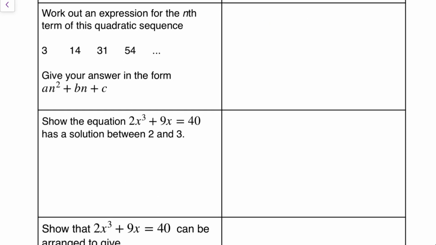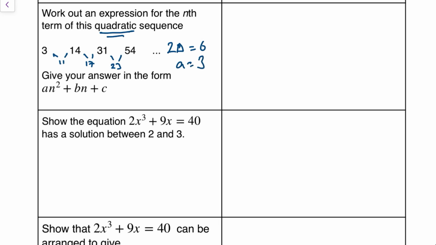Work out an expression for the nth term of this quadratic. So it tells you it's quadratic, which means there will be a second difference. It's the same, and it means it will be of a certain form. So let's start by doing the differences. So that's going up by 11. That one's going up by 17. And this one is going up by 23, which means my second difference, the triangle just means difference, is 17 minus 11, which is 6, which means my A term is equal to 3.